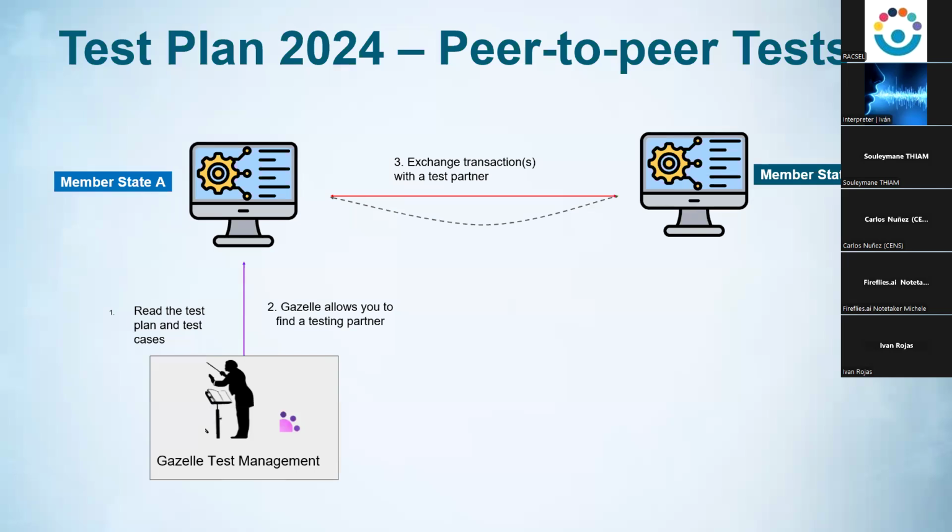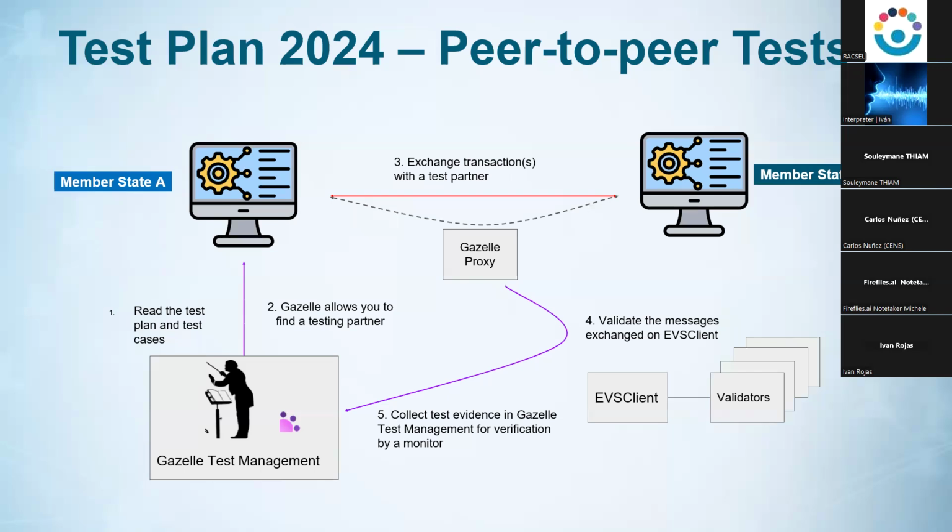So if it's a physical transaction, a real query you send, in Gazelle we will place the proxy, and the proxy will help to catch the request message and then the response message sent back by country B. So in the proxy, for this test, you will be able to retrieve the request you send and the response, and also validate from the proxy. You can call the validator to validate the message and then provide the evidence to the monitors. So globally, this is how the peer-to-peer test process works.